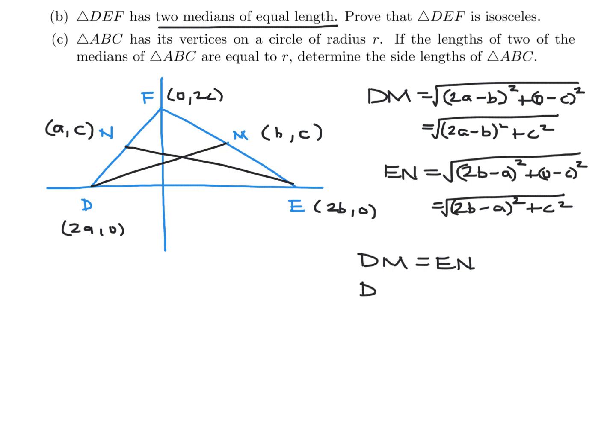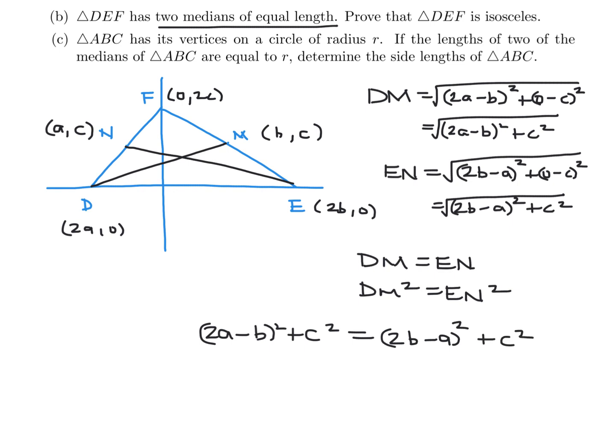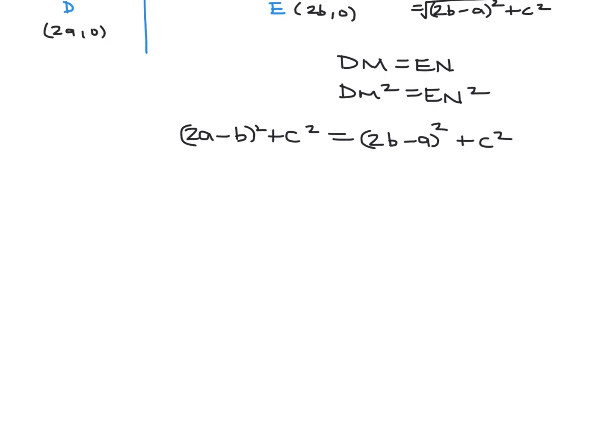And if that's the case, then we can just look at the squares. That way we can get rid of the square root signs. So DM squared would be (2a minus b) all squared plus c squared. And then EN squared would be (2b minus a) all squared plus c squared, like that. Okay, and then let's see here. So the c squareds cancel on both sides, and we expand this.